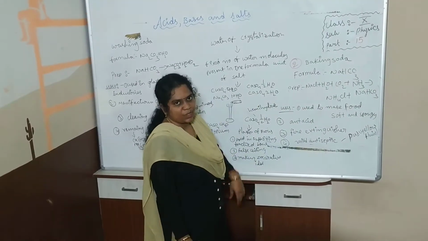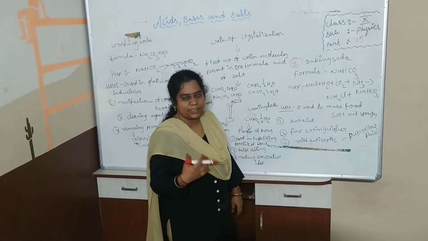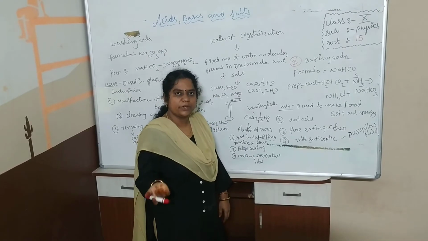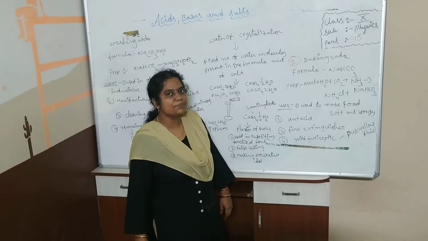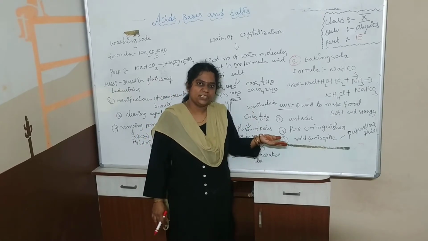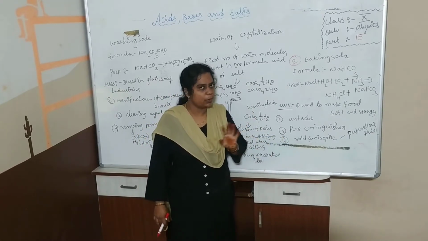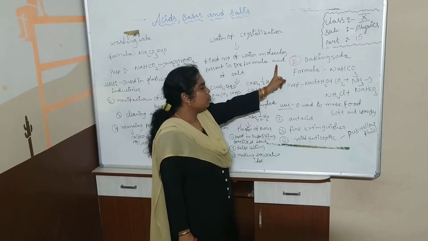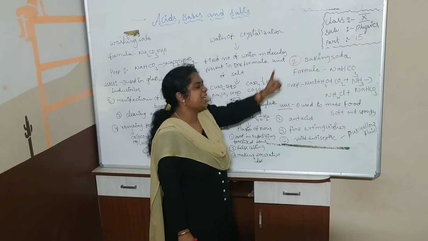Okay, children. In the discussion of salts, we already discussed our first salt, that is bleaching powder. What is the formula of bleaching powder? How to prepare bleaching powder, and what are the uses of bleaching powder? We already discussed. Now we are going to our second salt, that is baking soda.